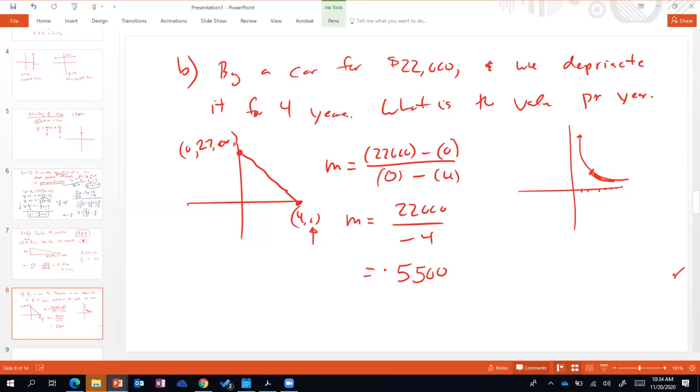Yeah, 5,500. Perfect. Okay. So we can take off, or write off, $5,500 per year, right? It is per year. Okay, are we good there?